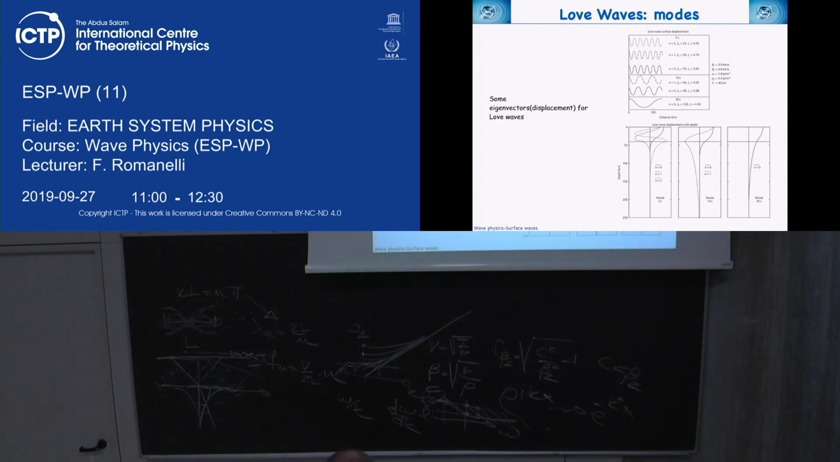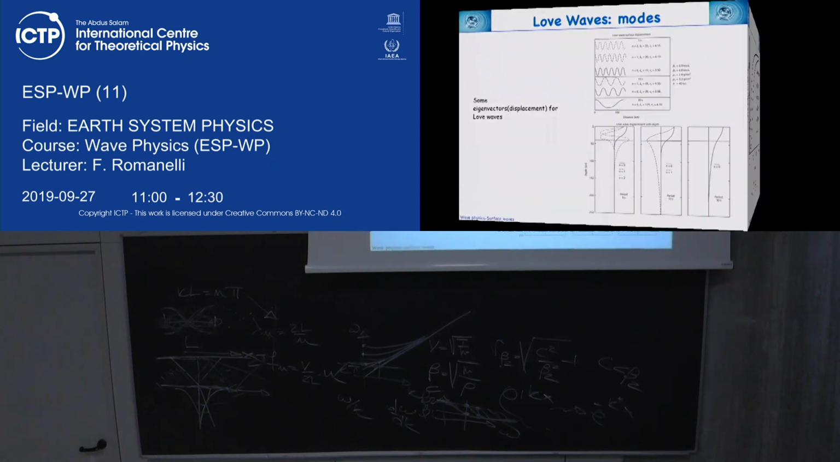Now, in the Earth, crust over mantle, sediments over bedrock, they all share this feature here. At a global scale, we have the core mantle boundary and the free surface. That's why I was putting this picture here.